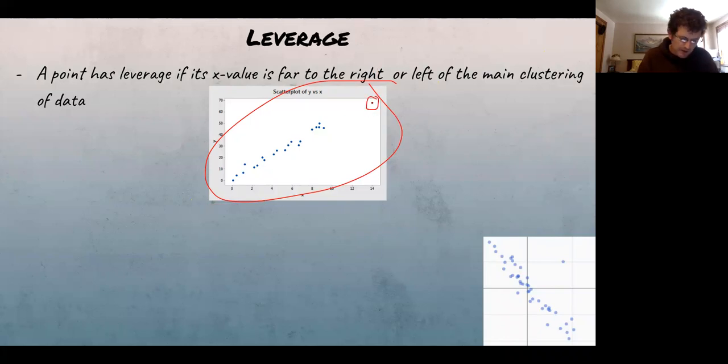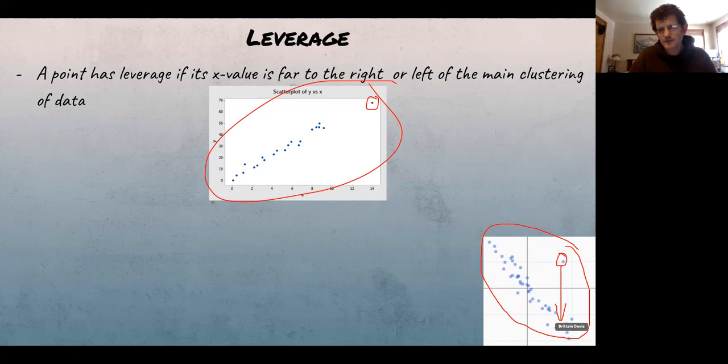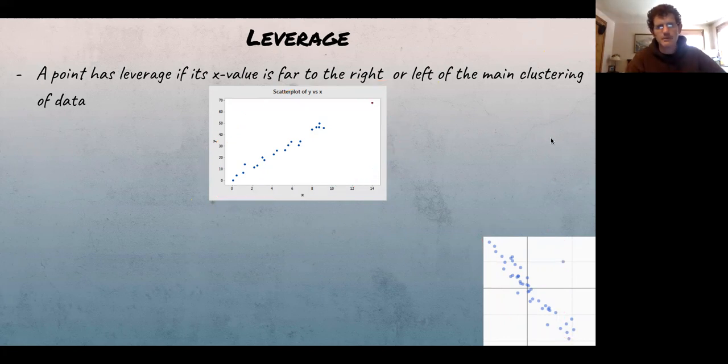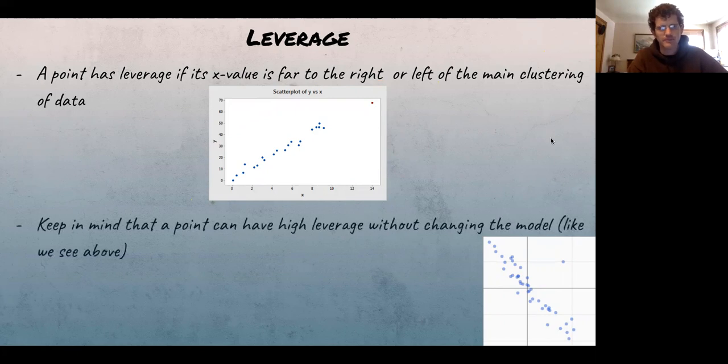This one right here is not considered high leverage because it's still sitting right in the middle of all the clustering of data in the X direction. And of course, we'd call that an outlier. We'll talk about that one next. But high leverage just means there's a big gap in the X direction from the rest of the data.